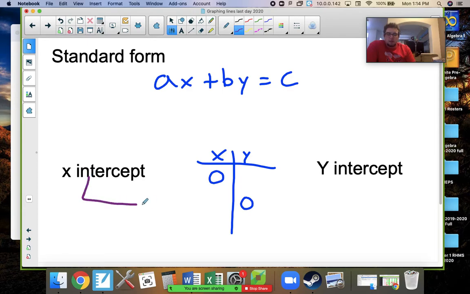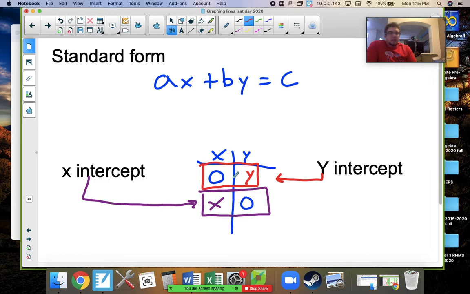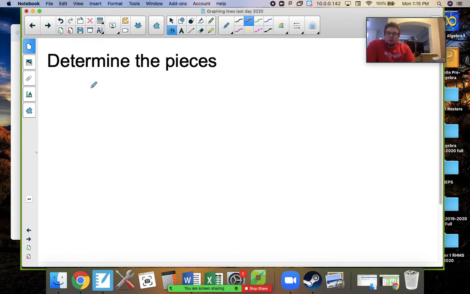X-intercepts always have 0 on the right. Y-intercepts have zeros on the left. So if we kind of look at this, when we get a number for y, we have a y-intercept. When we get a number for x, we get an x-intercept. And that's the process we're going to do.